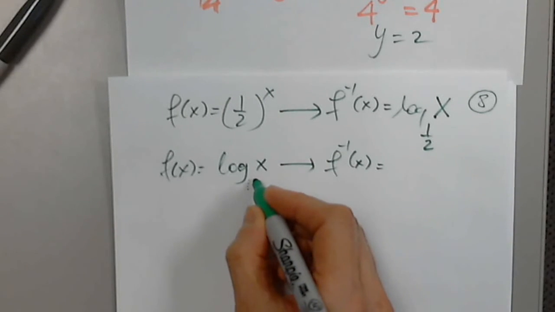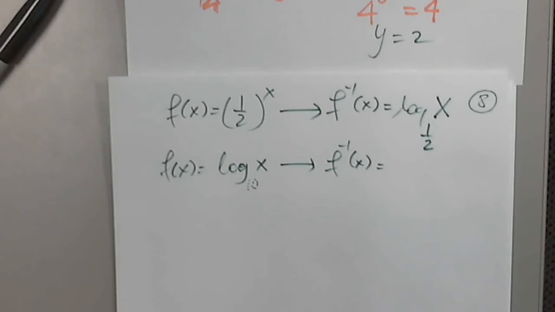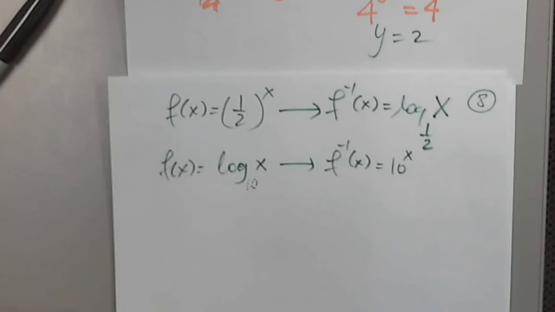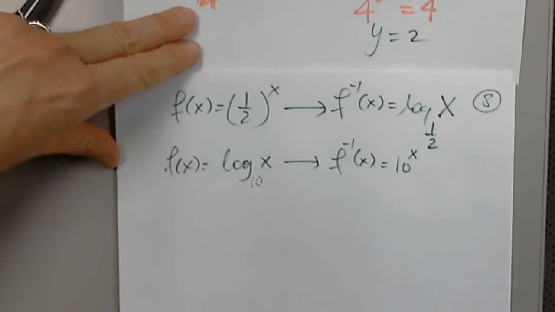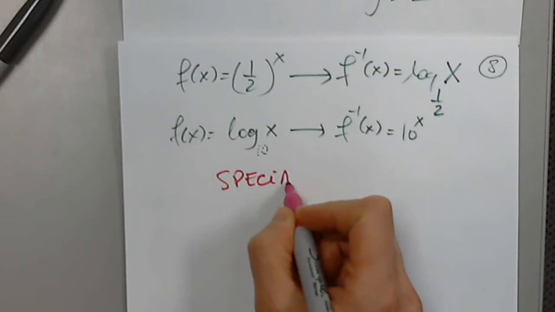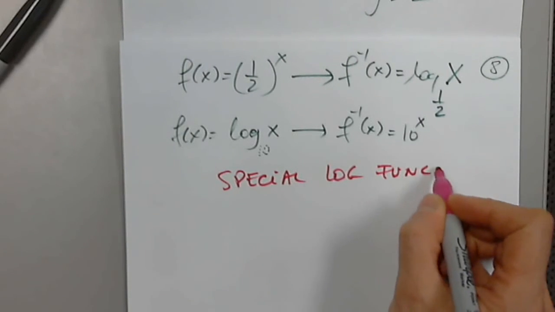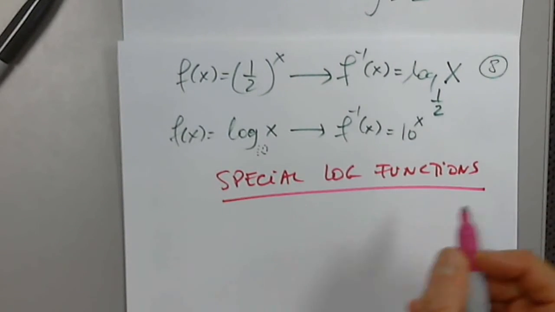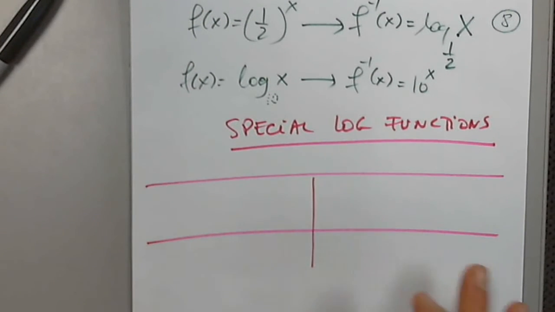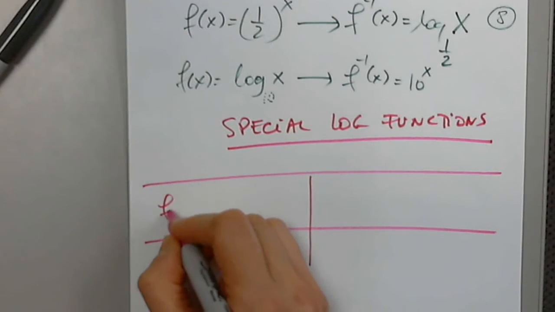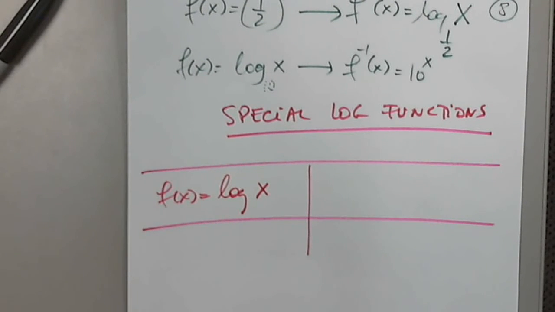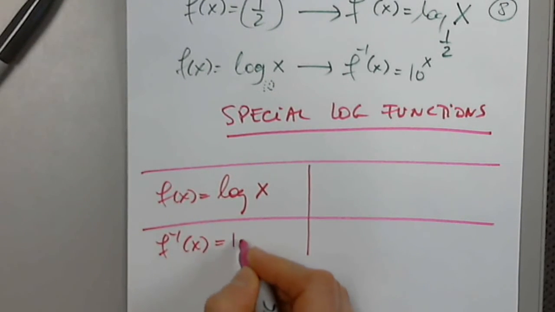So this is understood as being base 10, like I showed you in the calculator, log. So this is indeed 10 to the x. As we had two different special exponential functions, we have two different log functions. So special log functions. And they are, of course, the ones in the calculator. I'm going to write the exponentials with them as well. So f of x equals log x, which means base 10, and its inverse is 10 to the x.